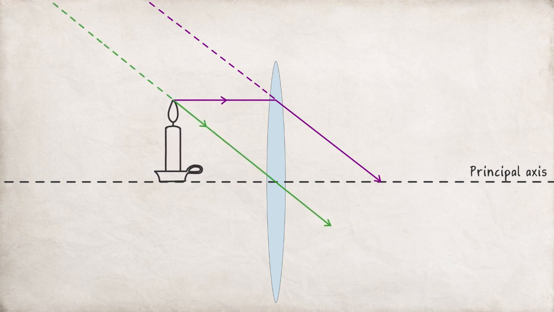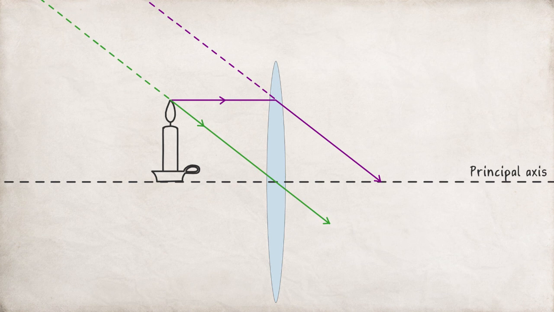Eventually, the candle will be at just the right spot that the light rays passing through the lens after refraction will be parallel to each other and never intersect. The image will be at an infinite distance behind the lens. This occurs when the candle is at the focal point of the lens. The distance between the focal point and the lens is f, the focal length of the lens.